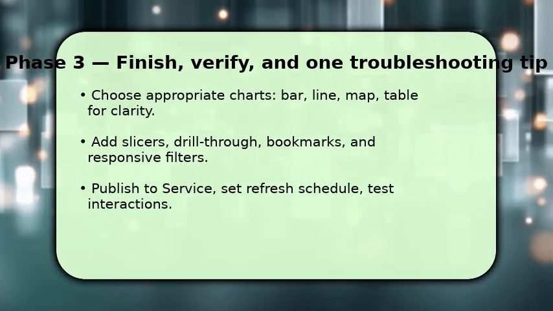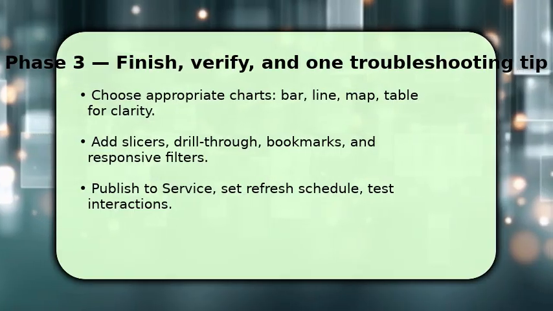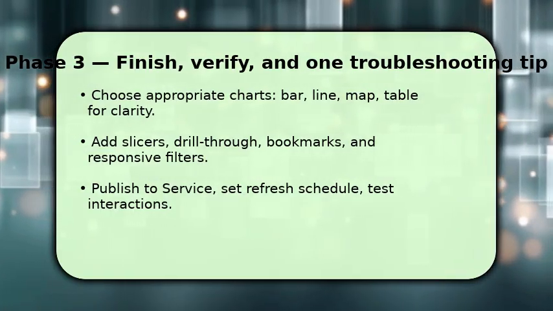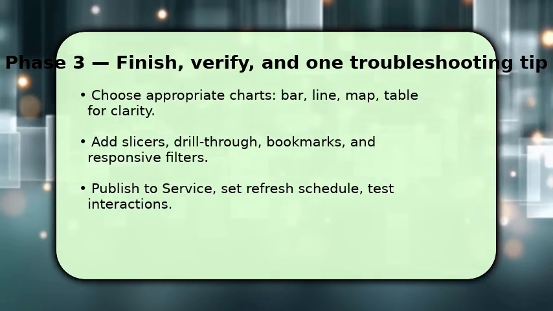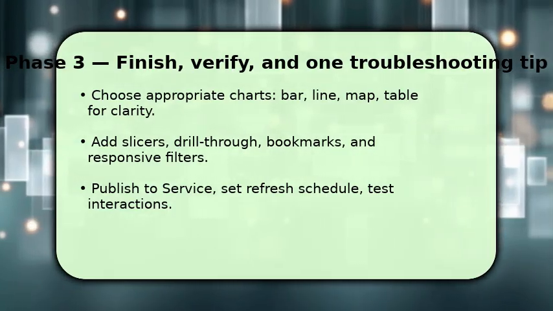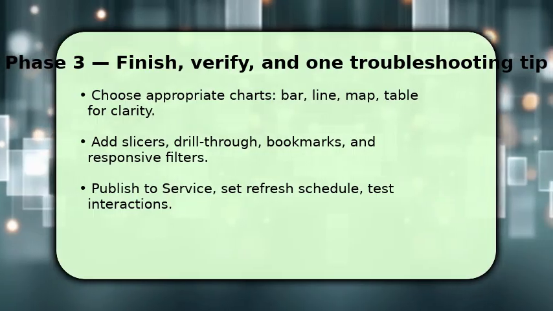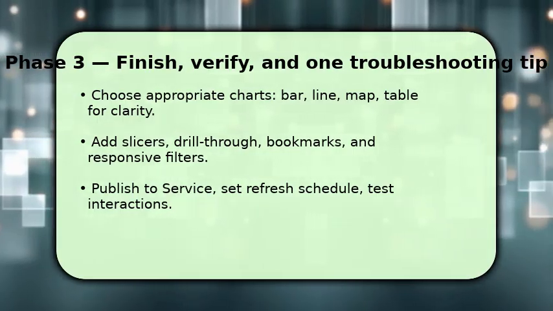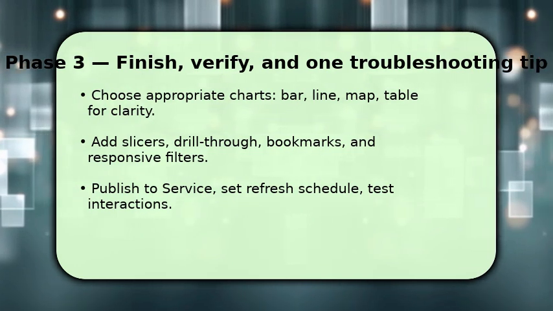Once the report is solid, publish to Power BI service, configure dataset refresh schedules, and validate visual interactions on the web. If visuals behave oddly, check relationships and measure context first. Usually a wrong relationship or filter direction causes unexpected values.